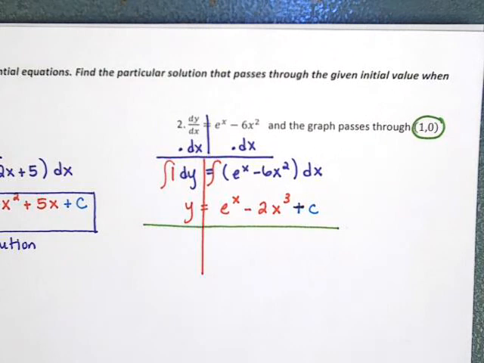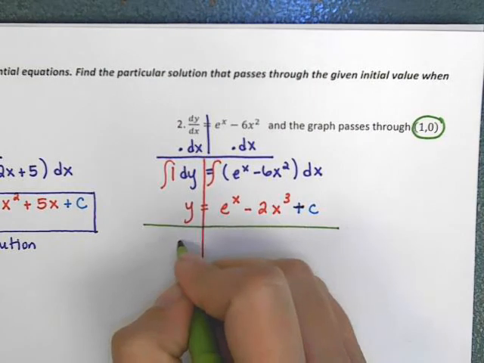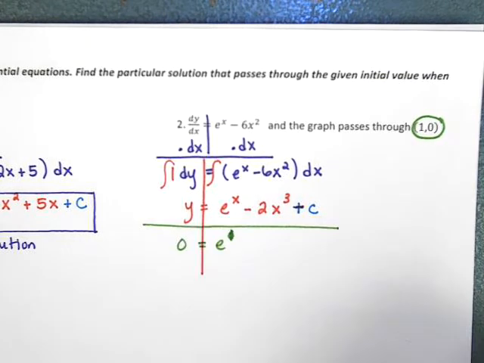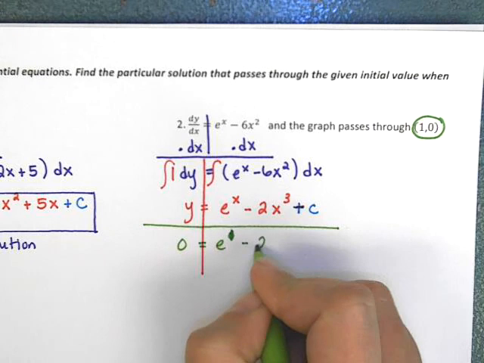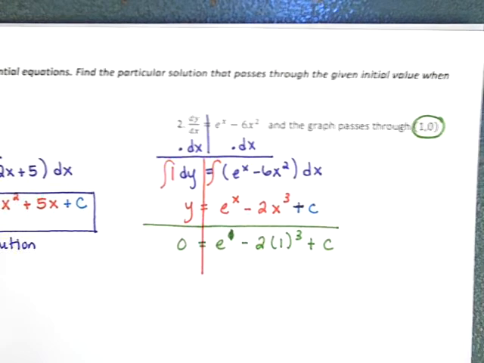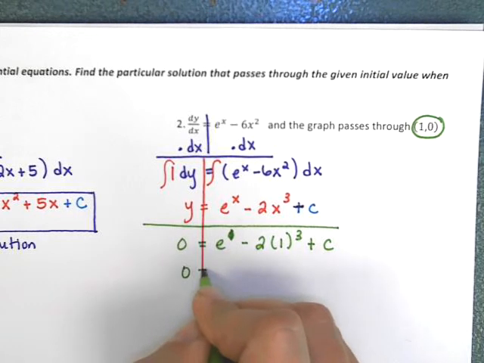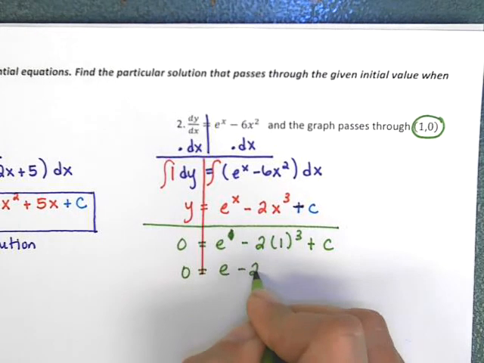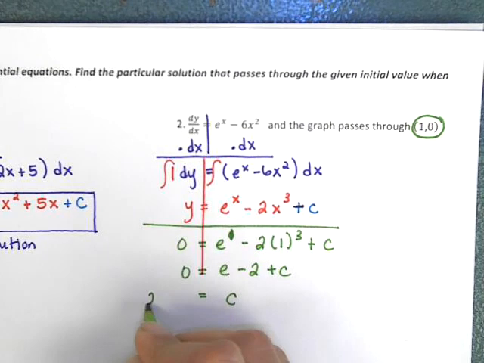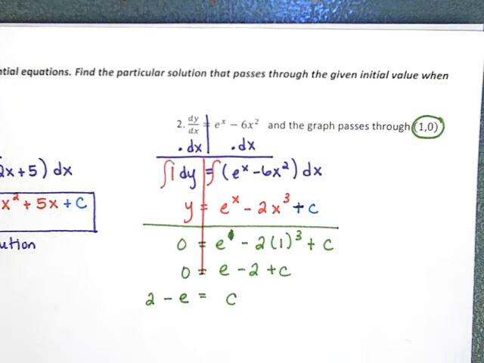We're going to write the final answer when we're done with this step. So I'm going to plug in the y is a 0. I'm going to have e to the 1, because the x is a 1, minus 2 times 1 cubed plus c. Now if I solve this, I get 0 equals e minus 2 plus c, so c would equal 2 minus e. I'm going to add the 2 and subtract the e.